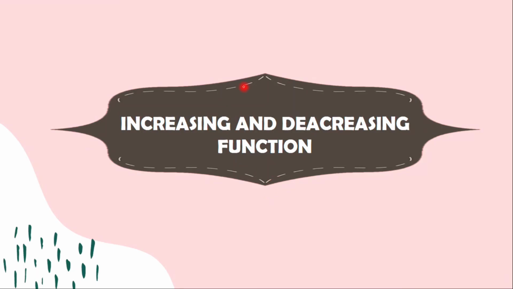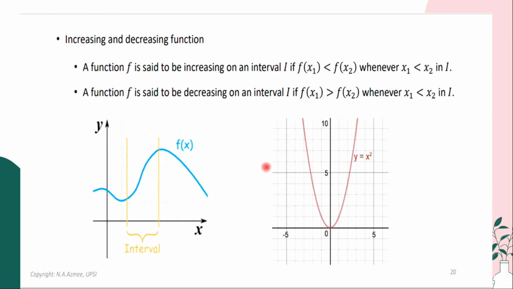Okay, lastly we will learn about increasing and decreasing function. A function f is said to be increasing on an interval if f of x1 is less than f of x2 whenever x1 is less than x2 in that interval. A function f is said to be decreasing on an interval if f of x1 is greater than f of x2 whenever x1 is less than x2 in the interval.